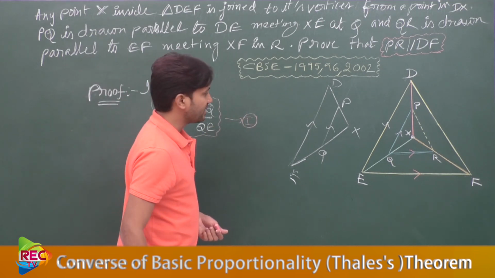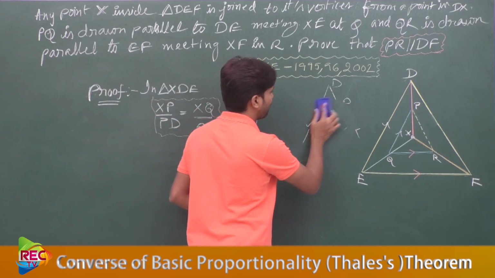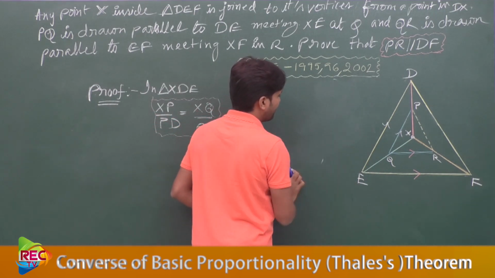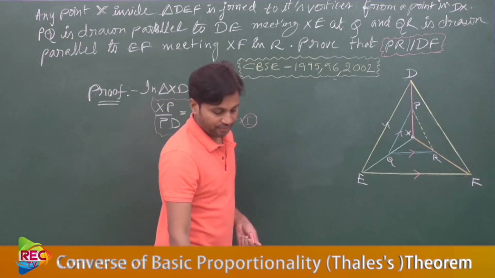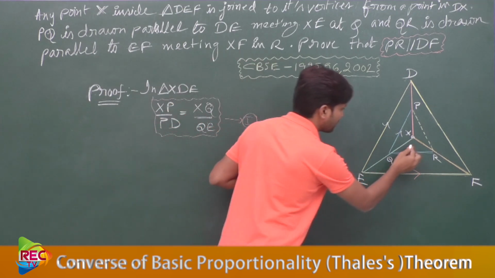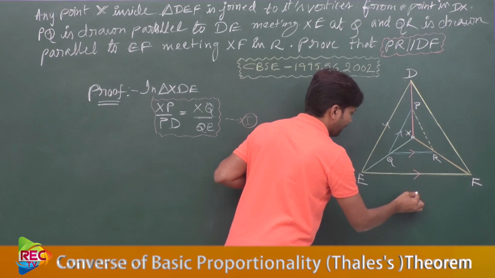Now let us consider the second triangle, that is XEF. The second triangle would be XEF. That triangle is like this. See here, this is XEF. Let me draw it here.